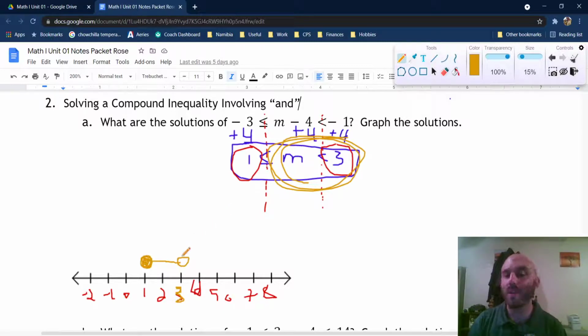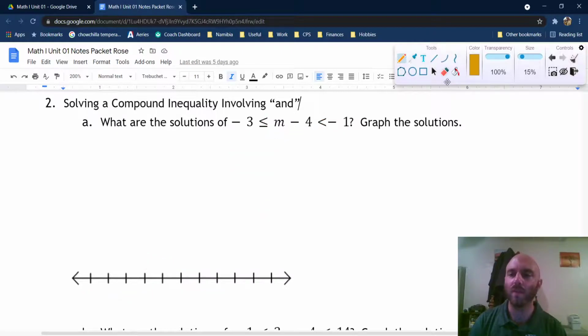number. So I ask myself, should I keep going past 3 or should I stop? And the answer is you should stop, because if m has to be smaller than 3, we don't want to go past 3 because those numbers are bigger than 3. These numbers are bigger than 3, so we're not going to keep going, we're going to stop there. Okay. You can pause and write things down if you need to.